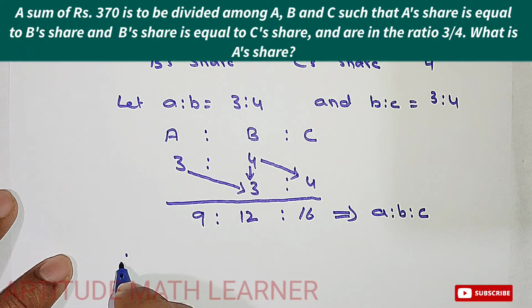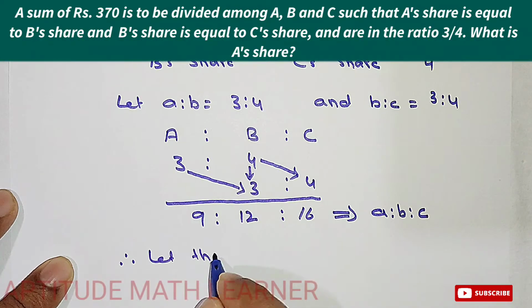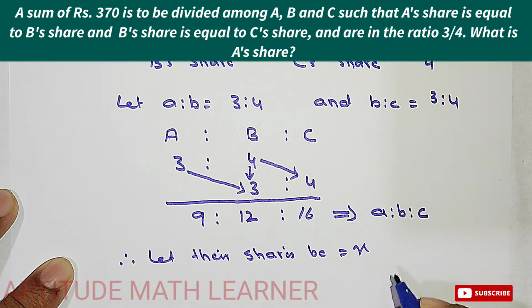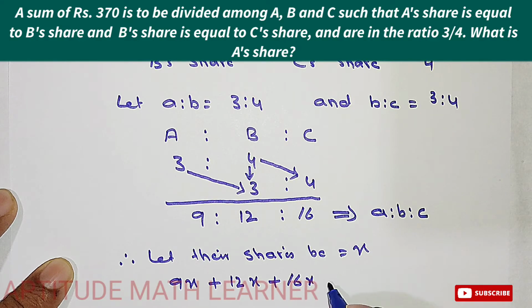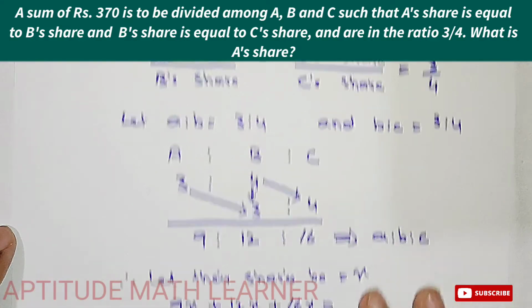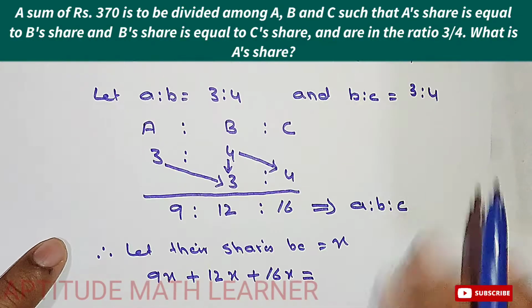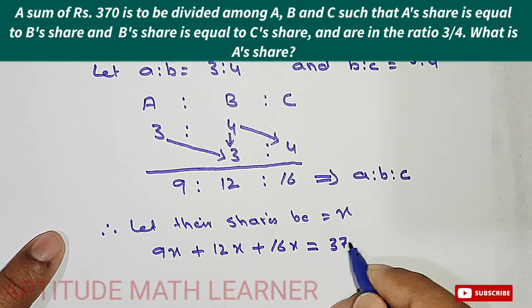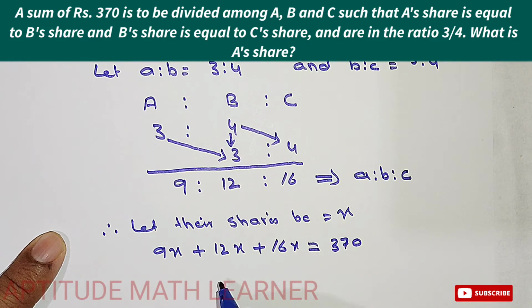And now let their share be x. So we have taken their share as x, and this becomes 9x plus 12x plus 16x is equal to the total sum we have, that is 370. Adding all three, 9 plus 12 plus 16, we get 37.